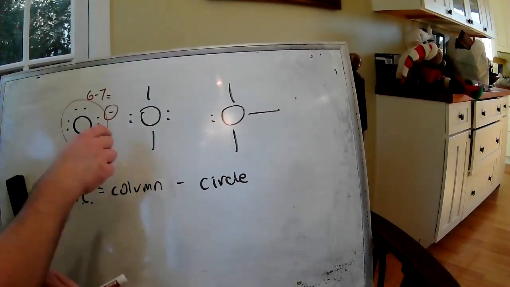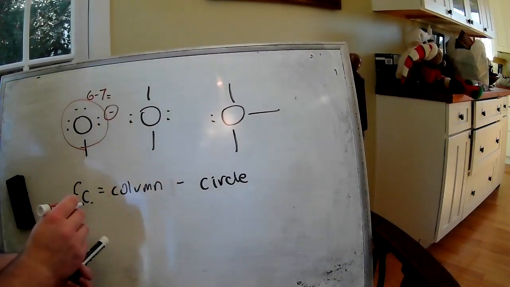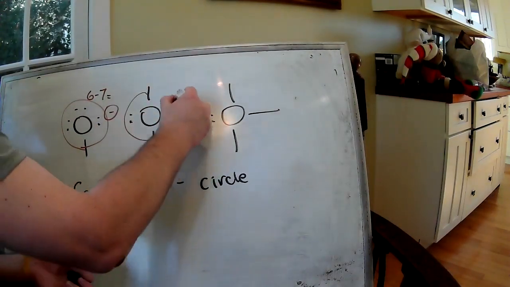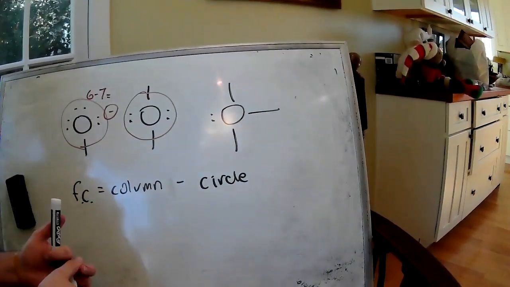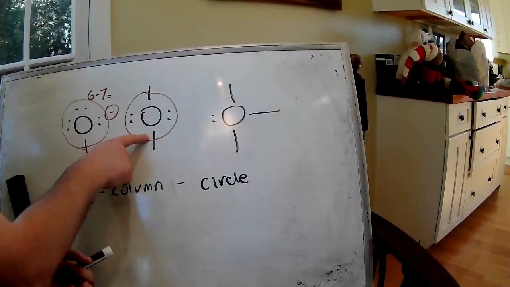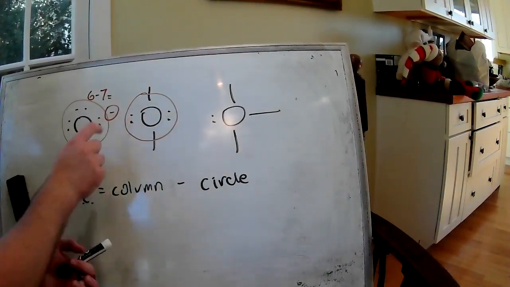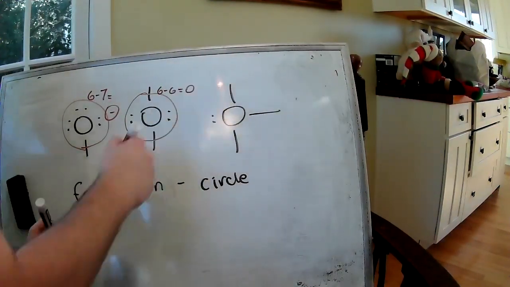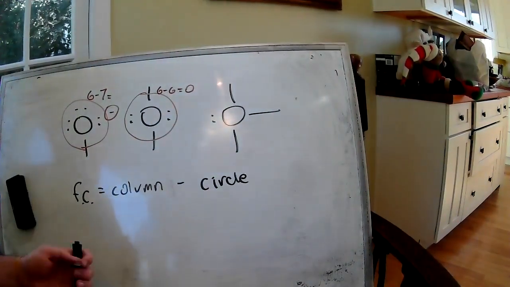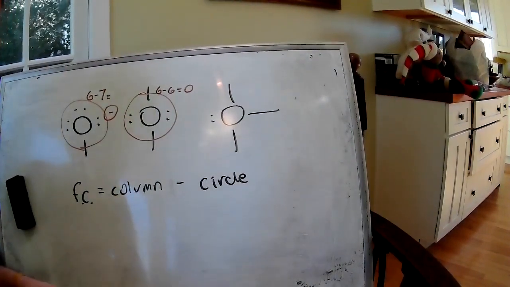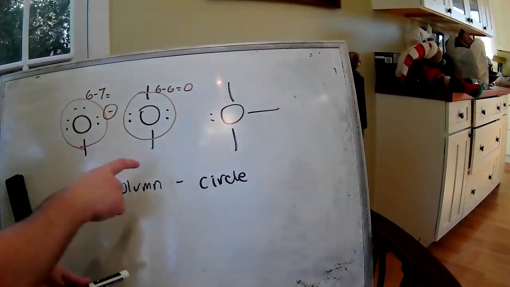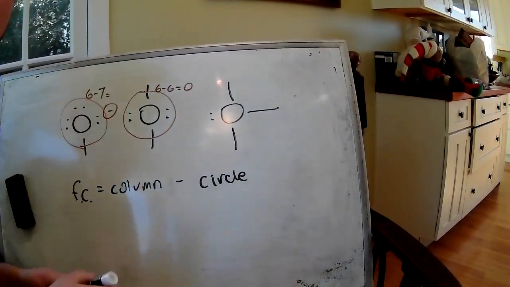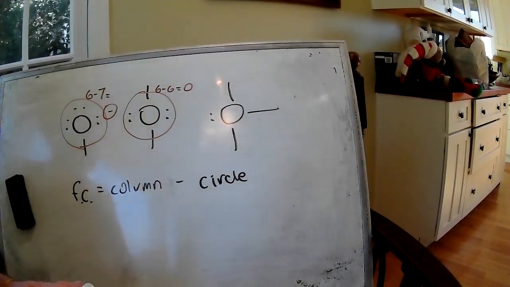Let's try that on our next oxygen here. Now we have an oxygen with 2 bonds and 2 lone pairs. When we do our circle count, we do 1, 2, 3, 4, 5, 6, and we get 6 minus 6 equals 0. No formal charge on this one. And we know oxygen loves to have those 2 bonds and 2 lone pairs. Sometimes the 2 bonds would be a double bond, in the case of a carbonyl or carbon dioxide, right?